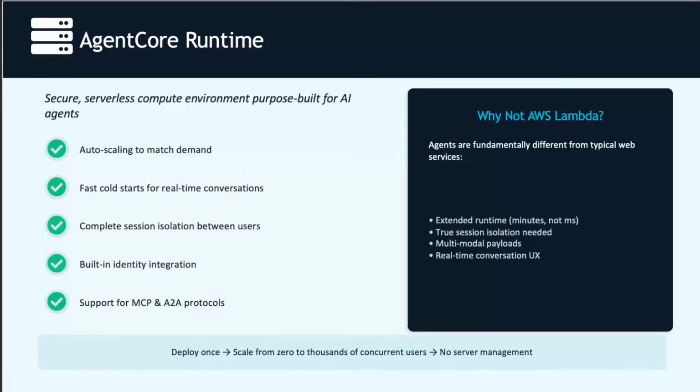Okay, let's jump into the first one, which is AgentCore Runtime. AgentCore Runtime is a secure serverless compute environment purpose-built for AI agents. So you will be thinking, why not use AWS Lambda?